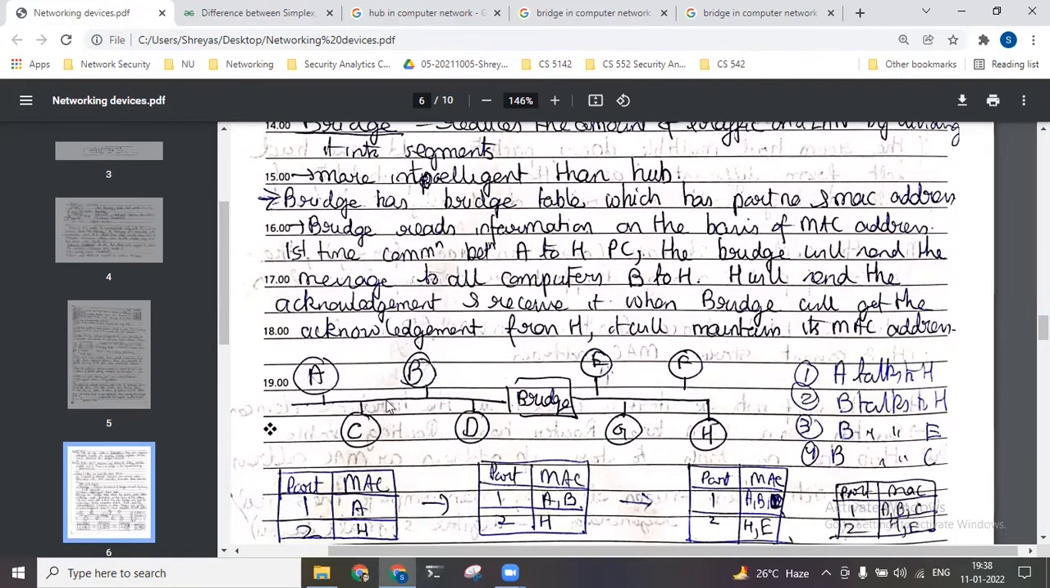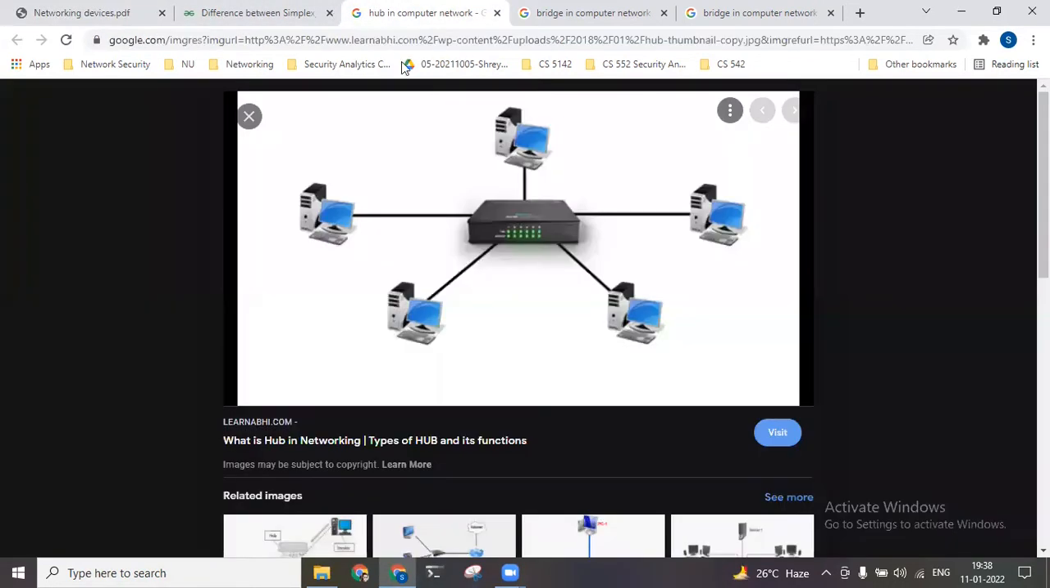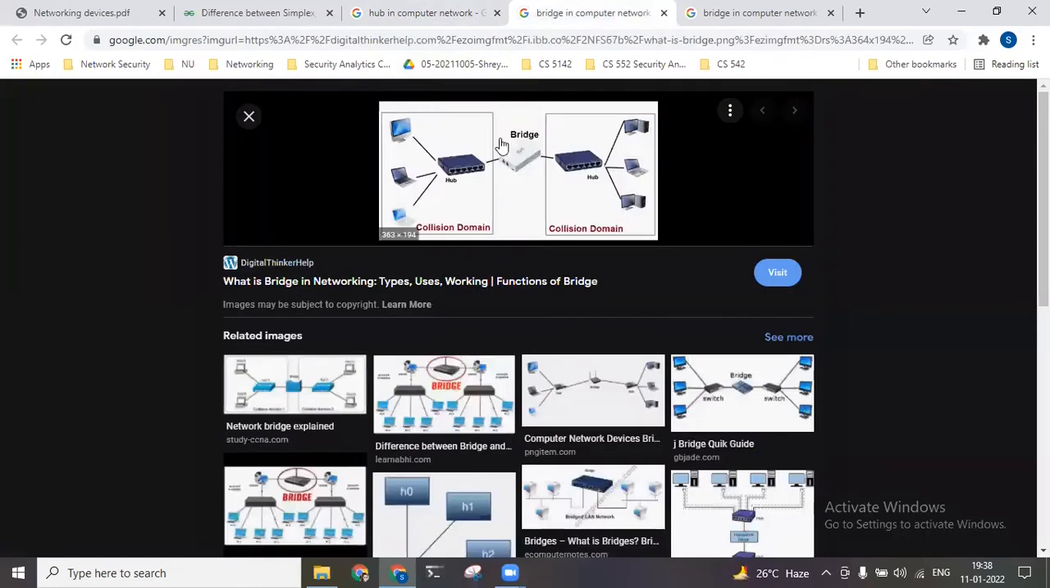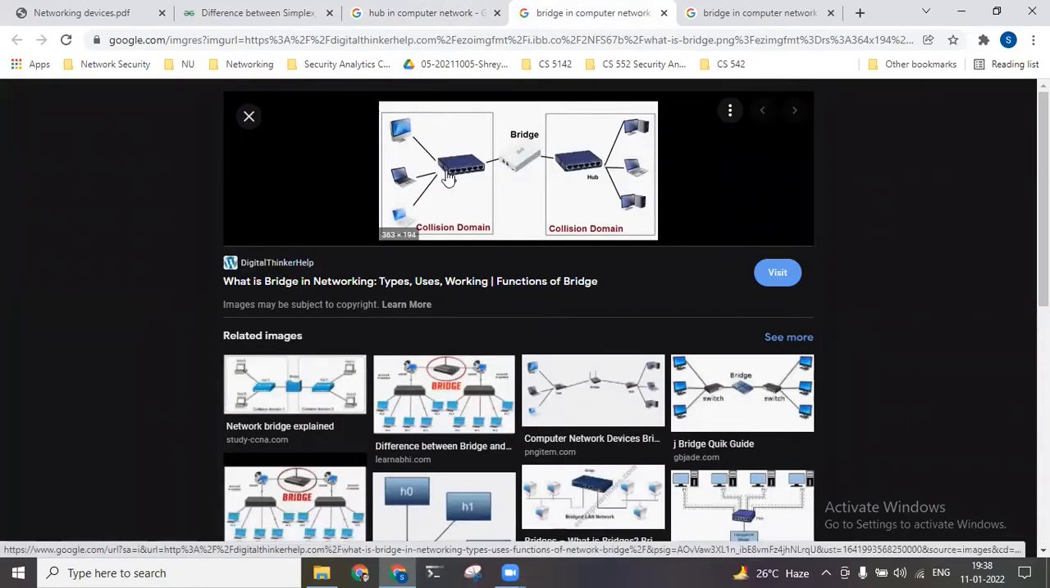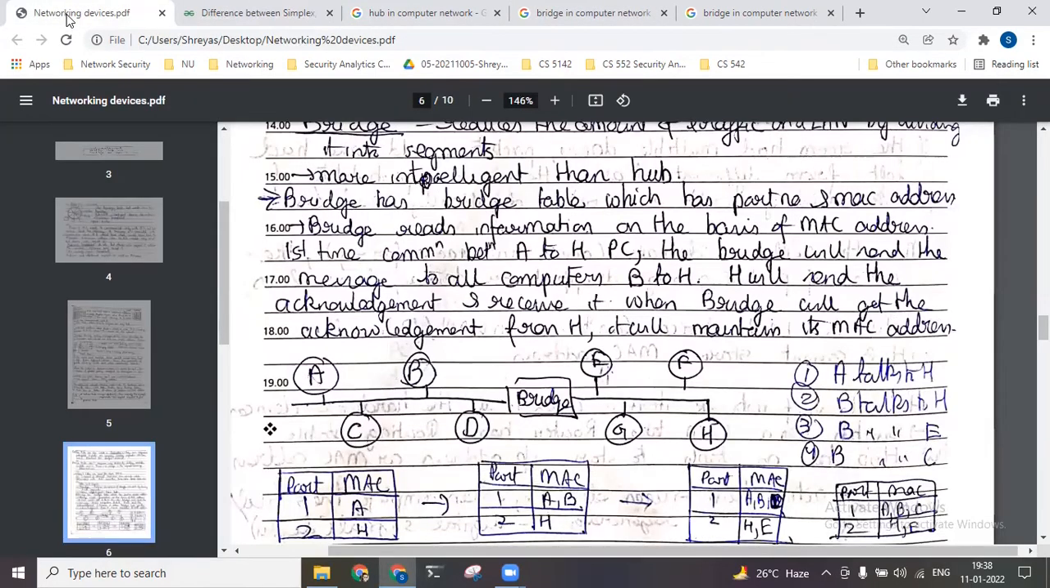And how are these multiple computers connected to a single port? We can use a hub for that. So all these computers can be connected to a hub, and this hub can be connected to the left side, and another hub can be there on the right side, and the computers can be connected to that. We can even see that over here. This is a bridge, right? In this random image from Google, we can see that a bridge is basically connected to two hubs, one on each side, and the devices have been connected to the hubs. So this is how a bridge basically looks.